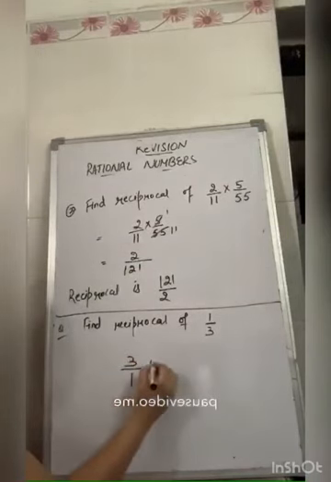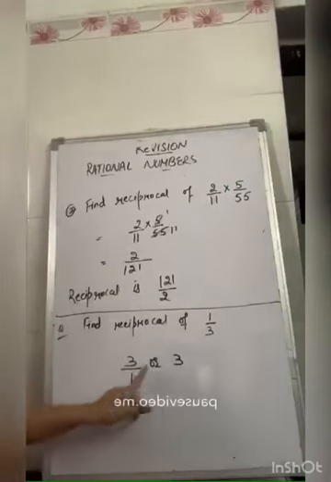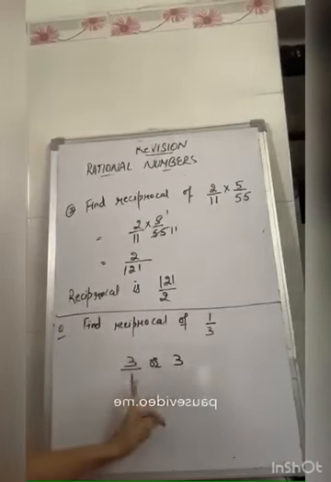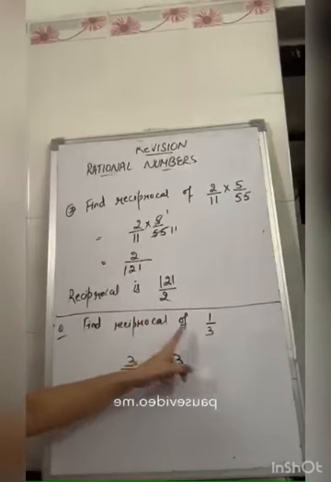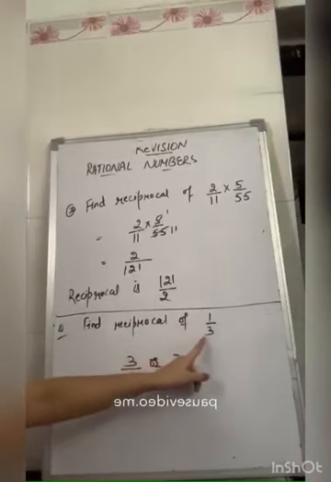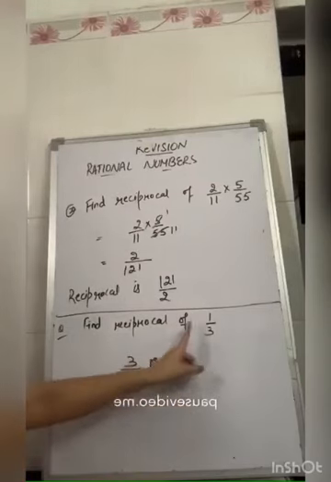Both are the same thing, right? If you write 3 by 1 or 3, then both the answers are correct. If such a question comes in the form of an MCQ, then the reciprocal of 1 by 3 can be written as 3 also. It is not compulsory that we have to write 3 by 1, because if only 3 is written, then it means 3 by 1 only.